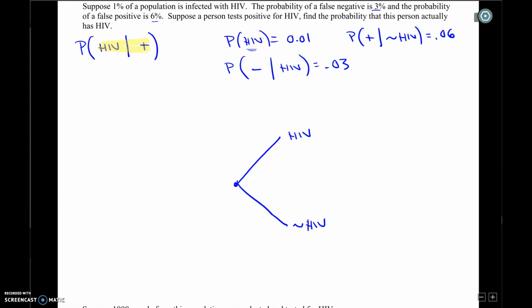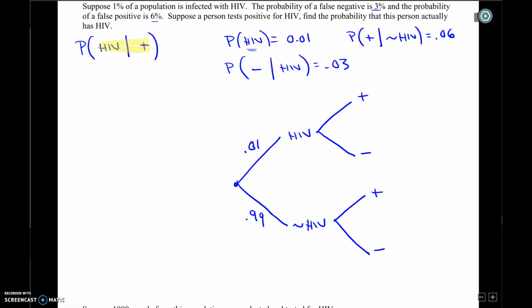I know only 1% have HIV, and 99% do not have HIV. Now, given you have HIV, you could either test positive or test negative. Given you don't have HIV, you could still test positive or negative. So, which ones are which here? This is you have HIV.